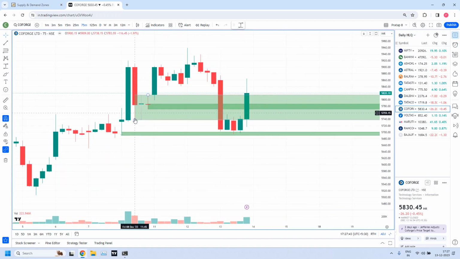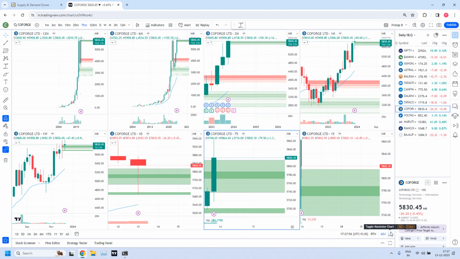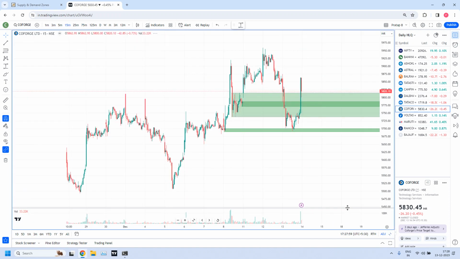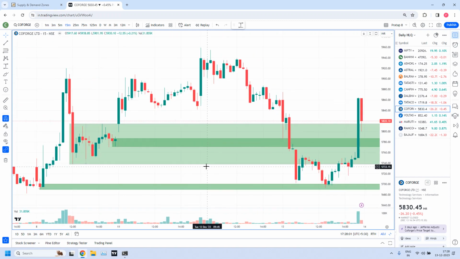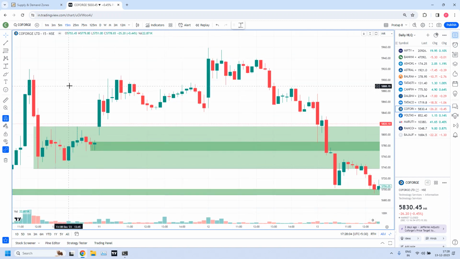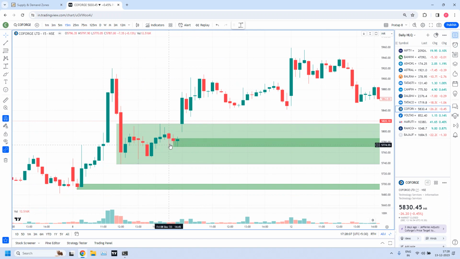Look into the 75-minute zone. This is a 75-minute zone. We have a drop candle, 2 base candles, and we have a rally candle. And what we did, we went to the 15 minutes time frame and fine-tuned this zone. Here we have a leg-in candle, it is an ERC candle, and then you have 2 base candles, and then we have a leg-out candle with a gap.